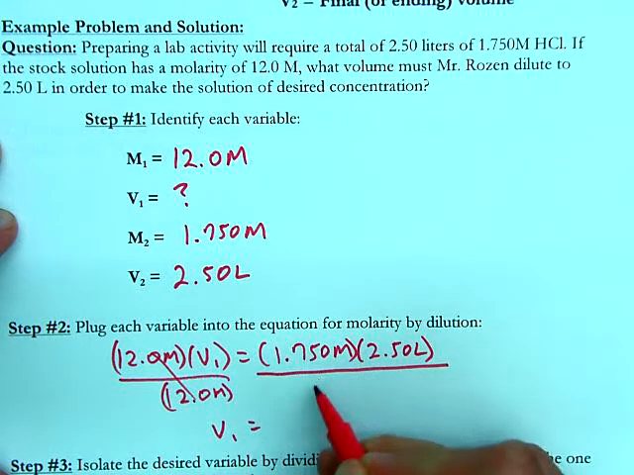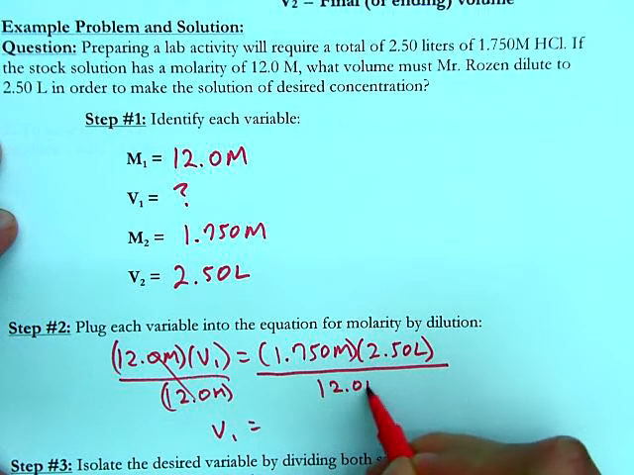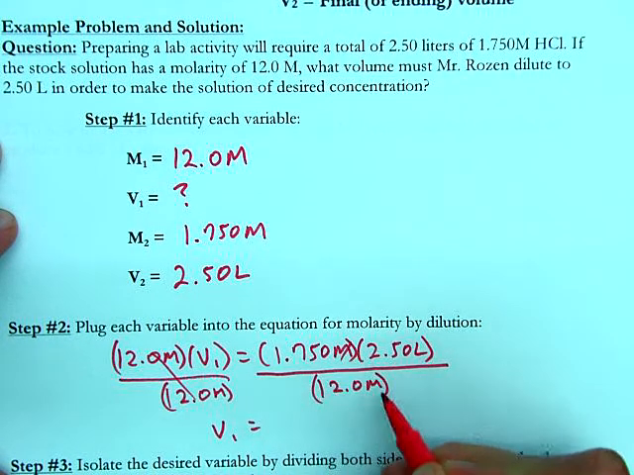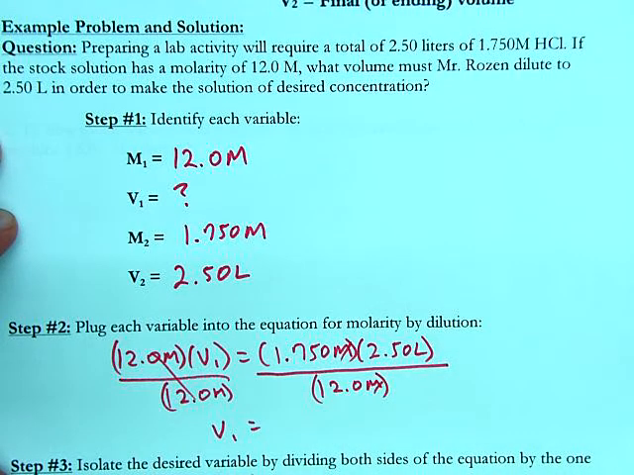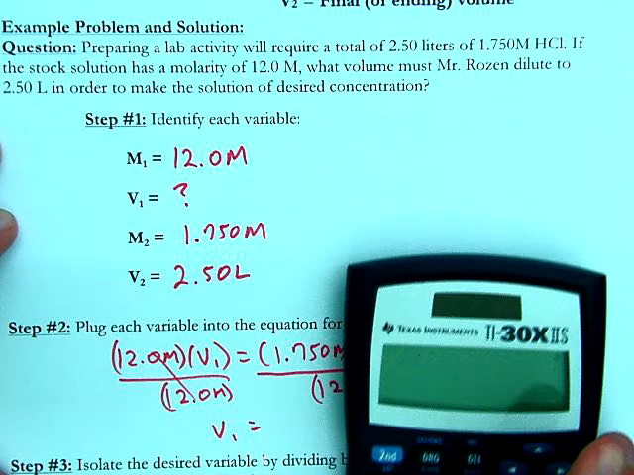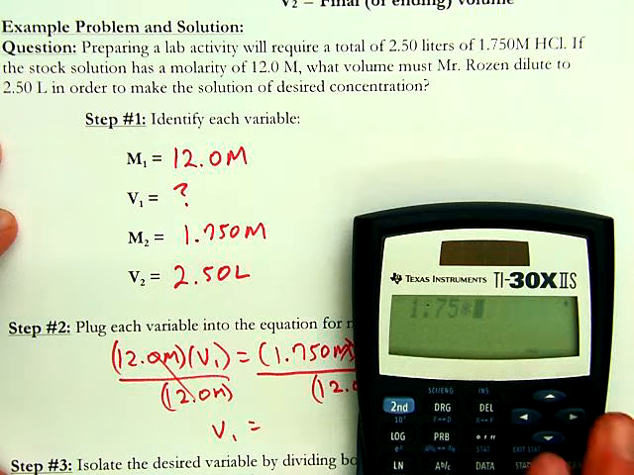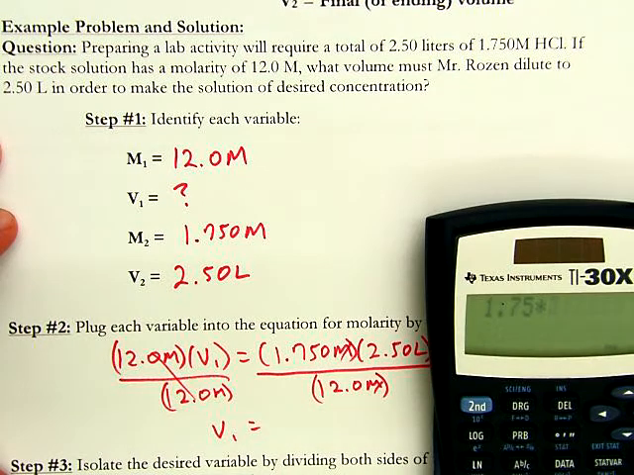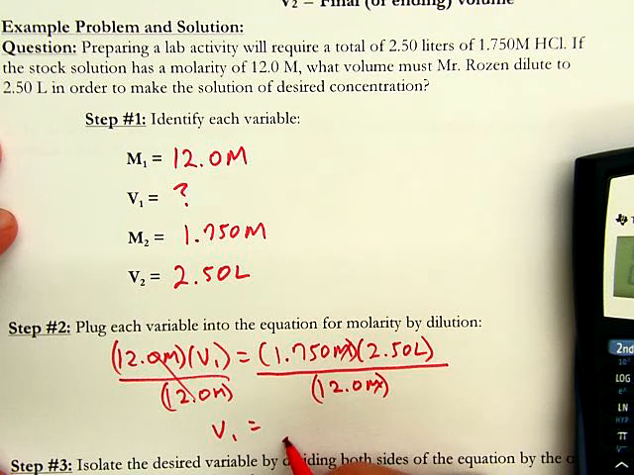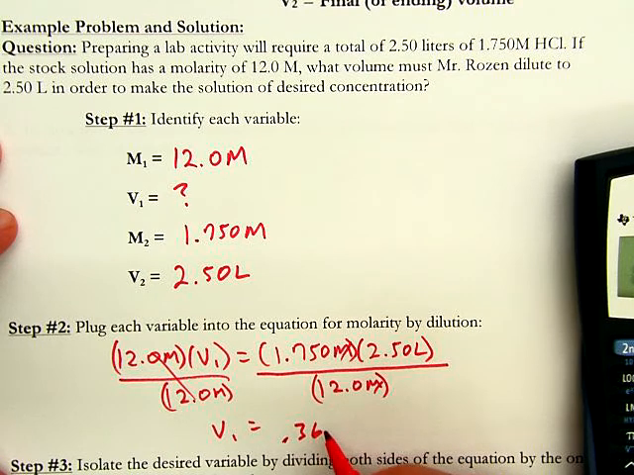Whatever I do to one side, I do to the other. If I do this, units of molarity will cancel, and I'll be left with my answer in liters. So 1.75 times 2.5 divided by 12, I get 0.364 liters as my original volume.